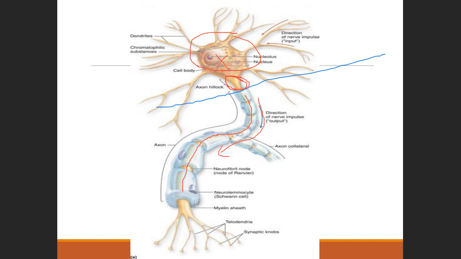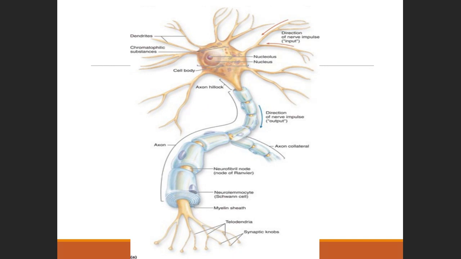We need to change the trigger zone enough to send an impulse down the axon, just like you would have to change the force on a trigger just enough to engage the rest of the mechanism and have a bullet fly out the barrel. The only other pieces on this that we have to identify are the Schwann cells.